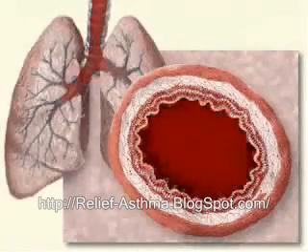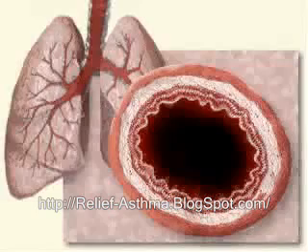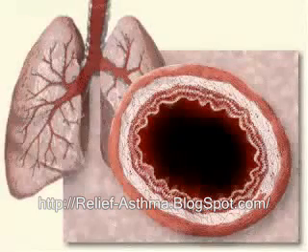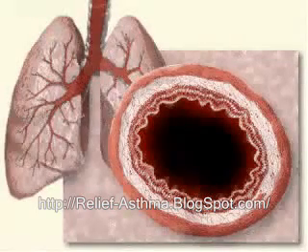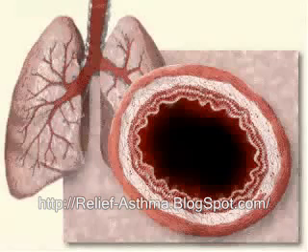Asthma is a chronic condition in which various irritants cause bronchioles to become inflamed. Some of the most common irritants are dust mites, pollen, smoke, stress, and infections.